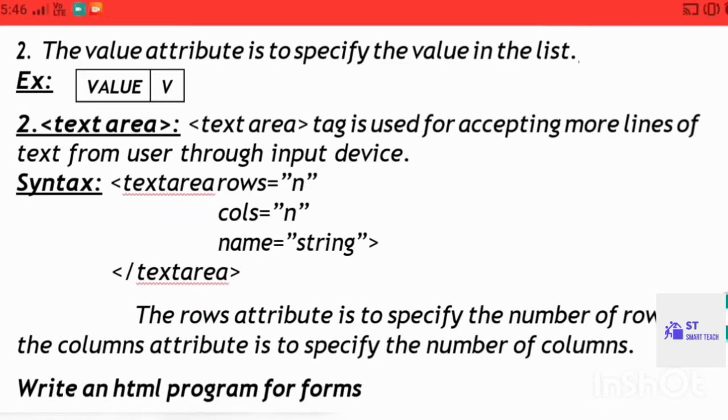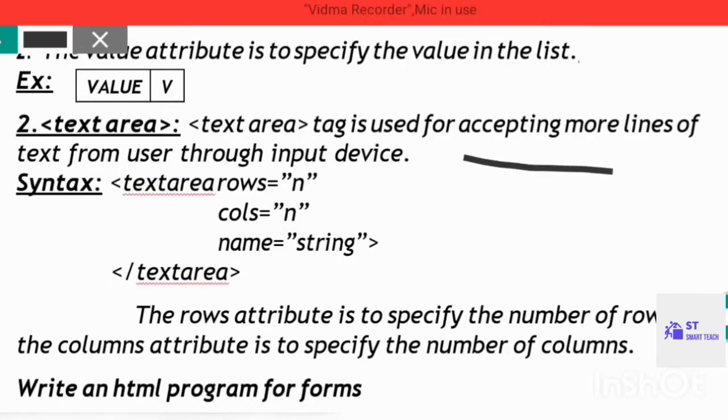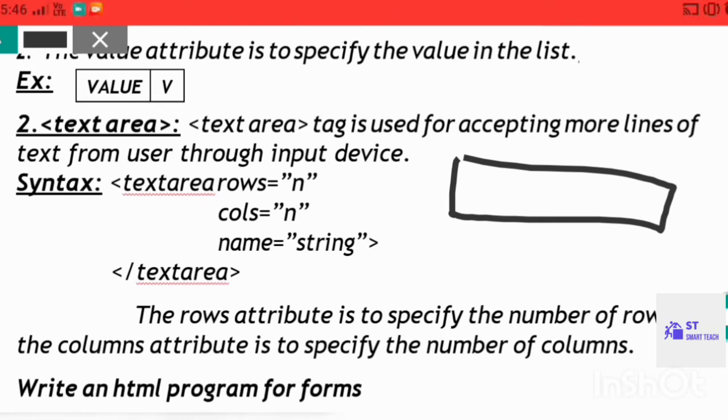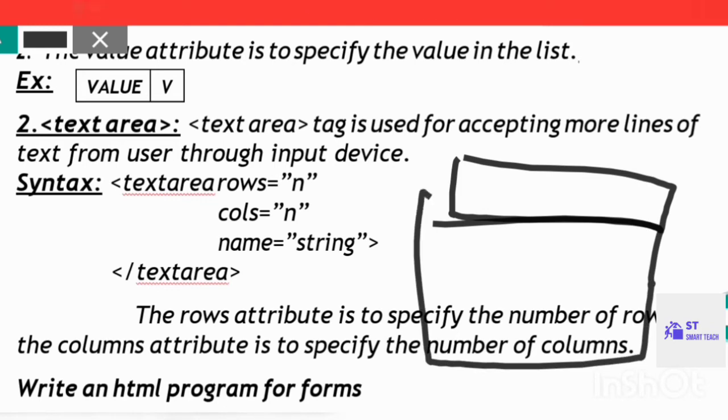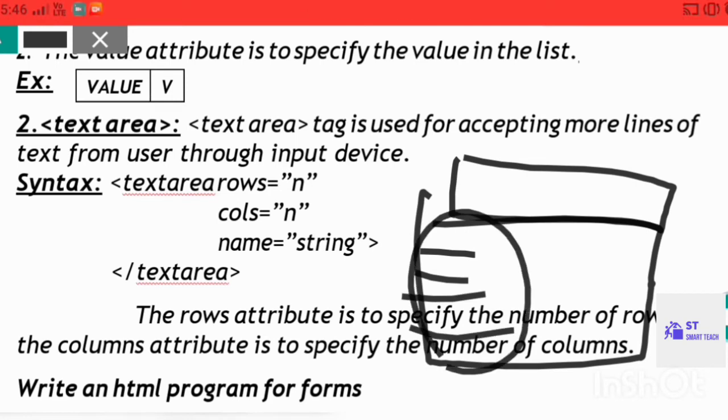Normally text is used to allow you to enter only a single line, but if you want to enter an address, like pin code, door number, street name, district, you are entering more than one line. So the text area tag is used for accepting more lines from the user through an input device.